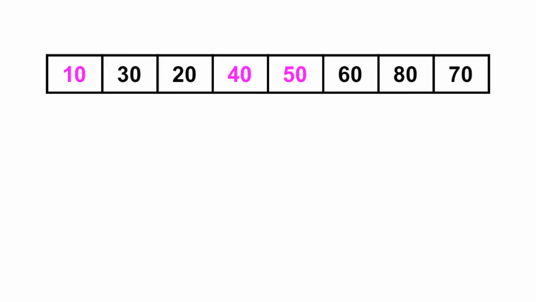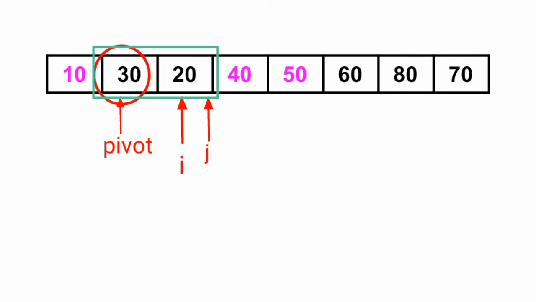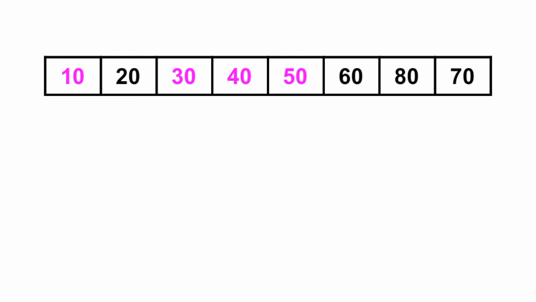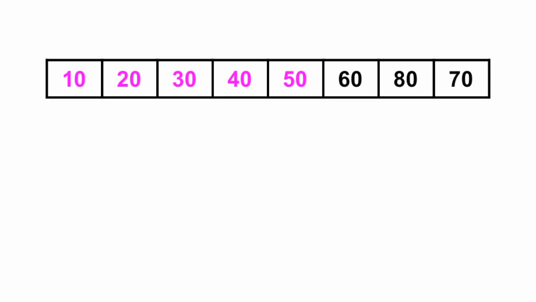Now, since there are no elements to the left of 10, there is only one partition formed. To sort this partition, 30 is taken as the pivot element and i and j point to 20. Now 20 is less than 30, but since there are no more elements in the array, i remains at the same position. And since 20 is less than 30, j also remains at the same position. Since i is not less than j, the pivot element and the element at j are swapped. This results in a partition with a single element. Hence, there is no need to apply quicksort to this partition.